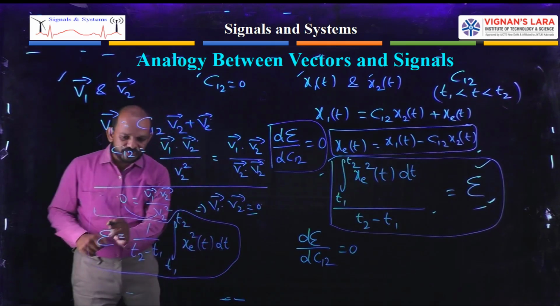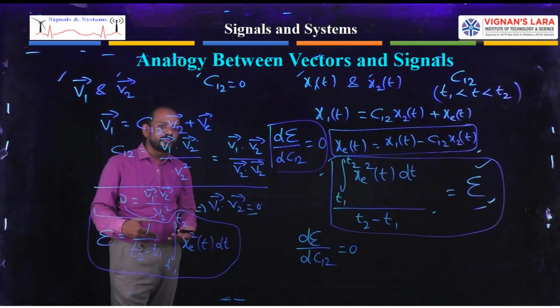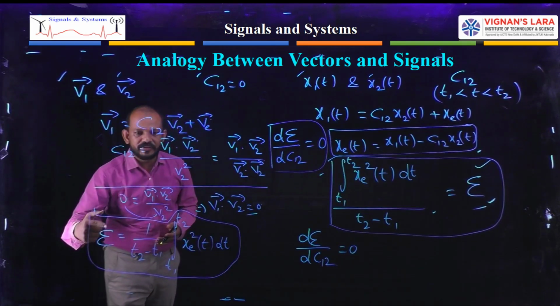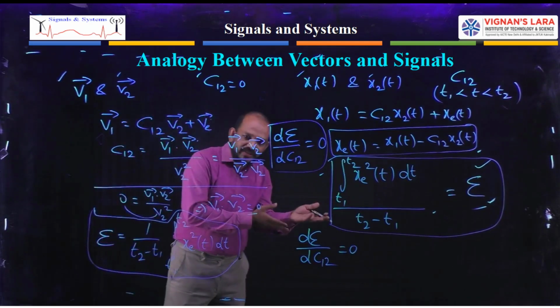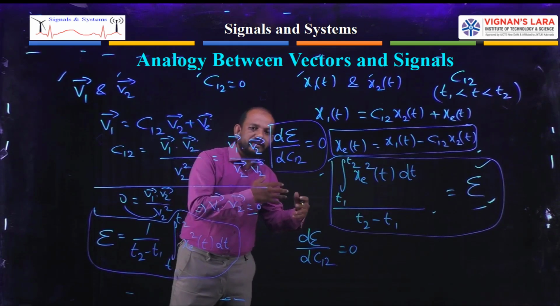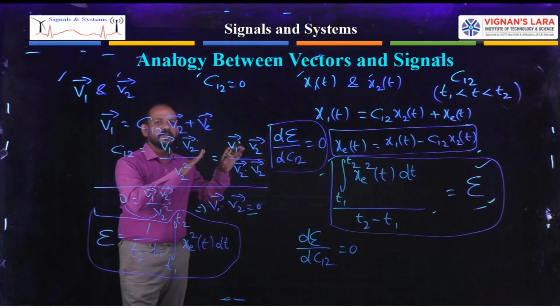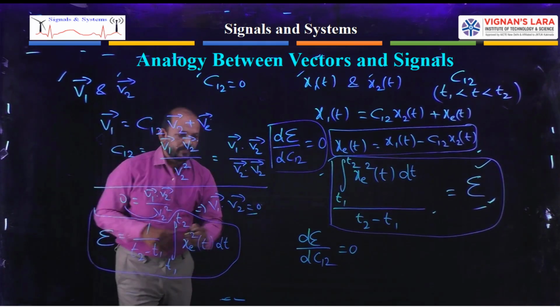Now I have to differentiate this one with respect to the constant C12, because we have to find the value of that constant. So we have to differentiate this with respect to the constant, and make it equal to 0. If you make that equal to 0, then I get the value of C12 for minimized mean square error of the signal. Okay, this is the first thing.